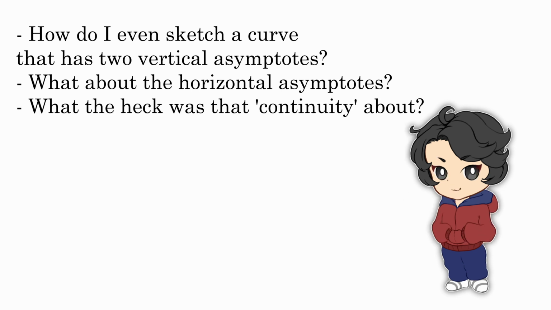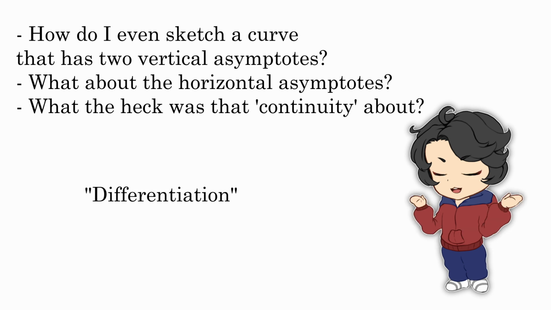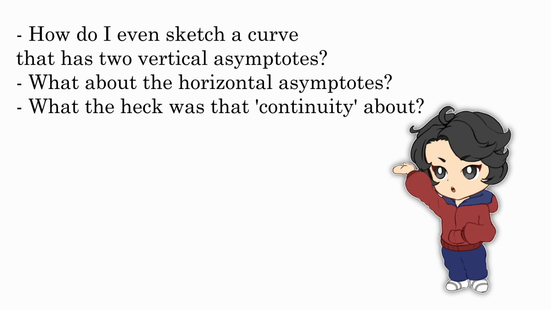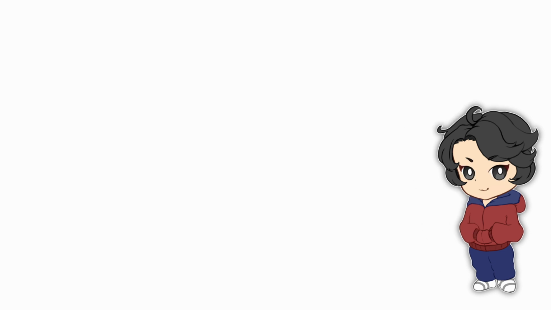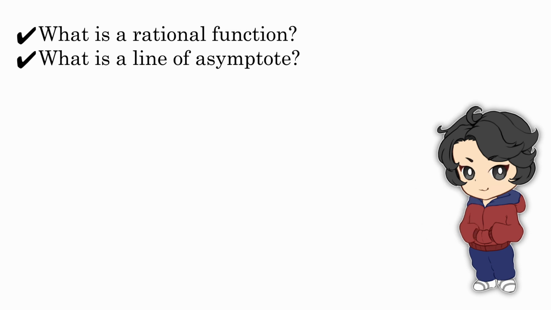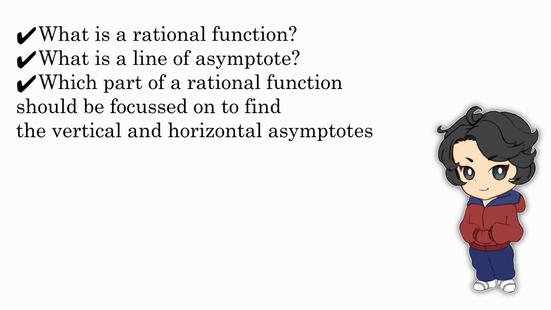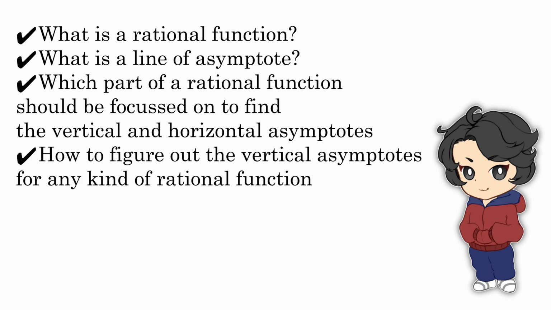The short answer to the first question is differentiation. The long answer for this, and also the other two, would have to wait for future videos, so stay tuned. To summarize, we got to know what a rational function is, what a line of asymptote is, how to identify which part of a rational function corresponds to the vertical and horizontal asymptotes, and how to figure out what the vertical asymptotes are for any kind of rational function.